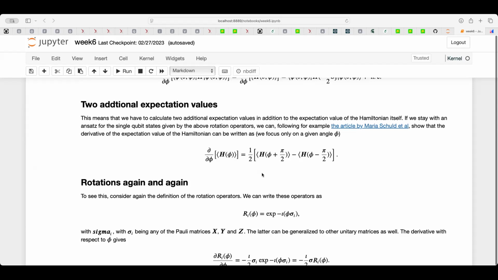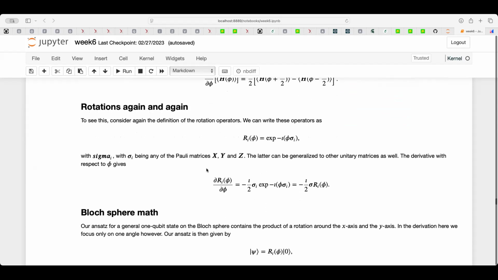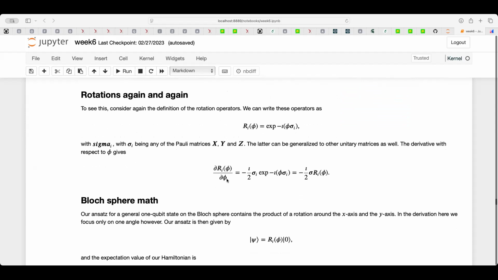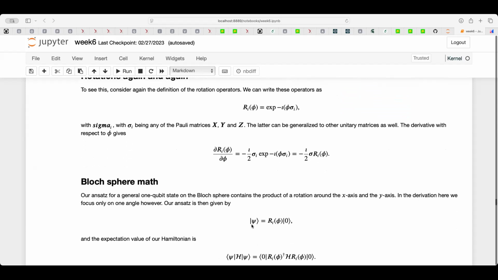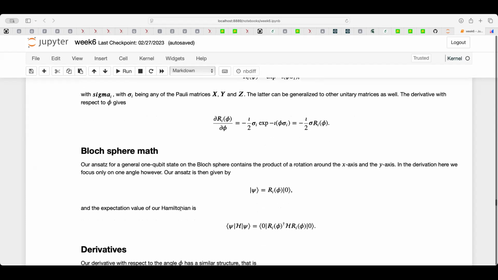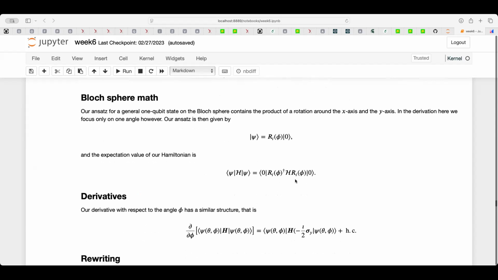And this means, if you now look at these calculations here, what we need is simply to consider these matrices here, which are given by these rotation operations. And if you now look at the derivatives, where the sigmas can be any of the Pauli X, Y, Z matrices, these derivatives are actually equal to this quantity here. And then we know that when we use the Bloch sphere, suppose now that we just look at one angle, just for simplicity. Then we know that if we have only one angle, the expectation value of the Hamiltonian is simply given by this quantity which you see here.